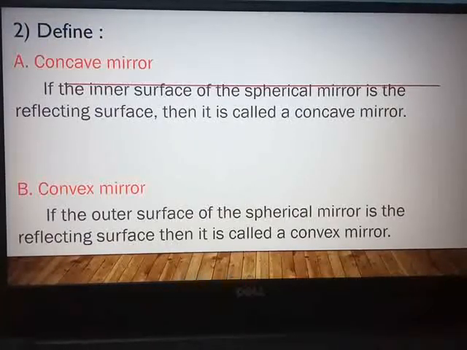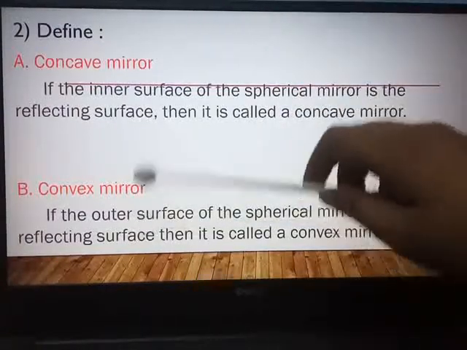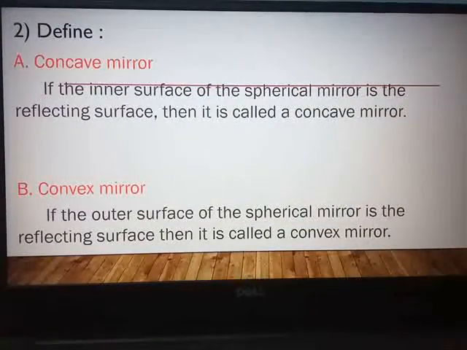That is, define concave mirror, convex mirror. Here it can be asked as a definition in the exam. It can be asked under MCQ, under a fill-up, under a true or false. There are various ways by which it can be asked in the exam. So concave mirror, convex mirror, also the answers are on page number 119. Right on the top, very first line.